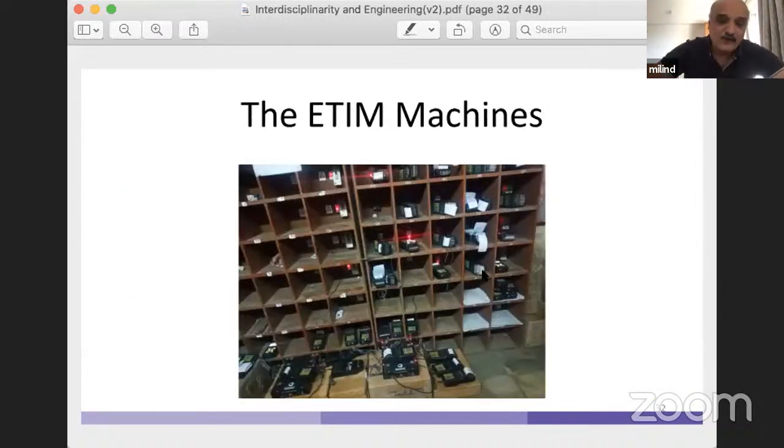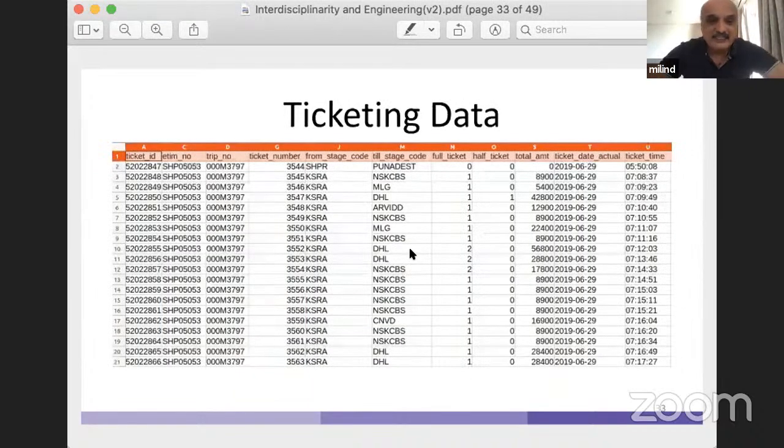The other source for timetabling data are tickets. By the way, in Maharashtra, and I think in many states, we have gone to automatic ticketing machines, called ETIM, electronic ticket issuing machine. This ETIM data is very rich, and if we can gather something out of it, that would be really great. So what does the ticketing data look like? Let me go through. This is a snapshot of ticketing data.